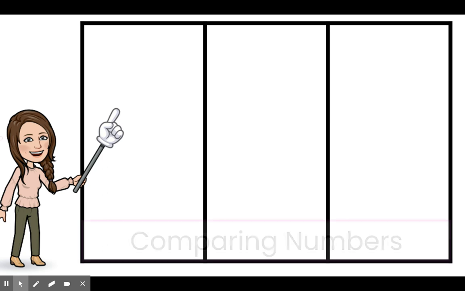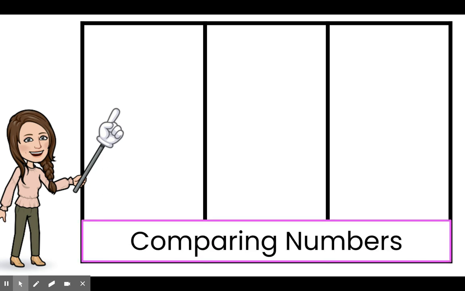For math today, we're going to be comparing numbers. When we compare numbers, we look at the quantity or value of one number and compare it to the quantity or value of another number. Let's review our place value discs. Here's a green place value disc labeled 1. The value of this place value disc is that, 1.